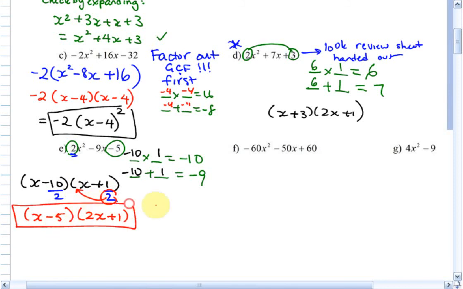You are done. I have a question. When we're doing questions like these, you're always going to have a 2x plus 1? No, it just so happened to be that way.